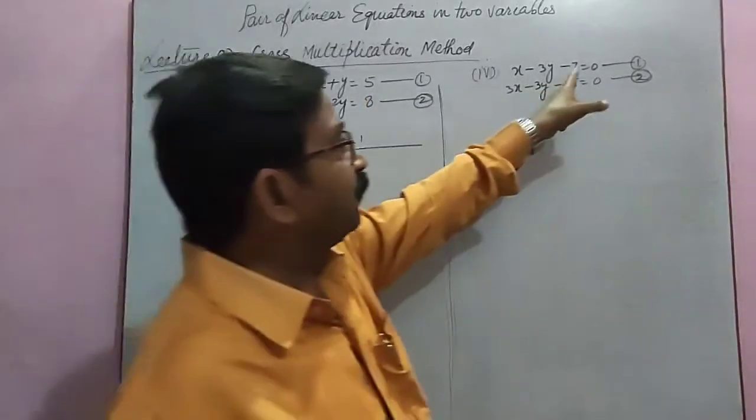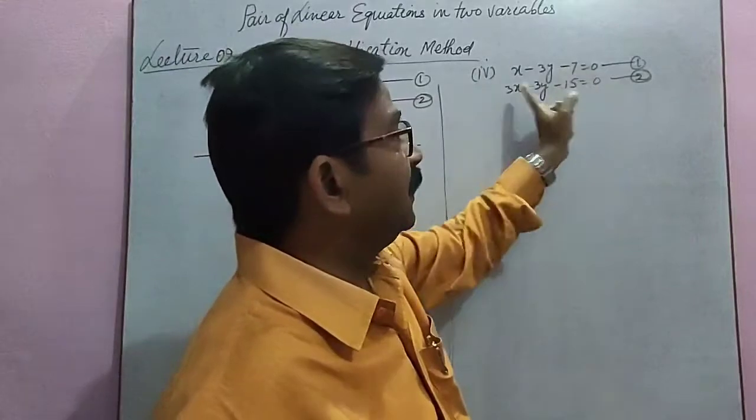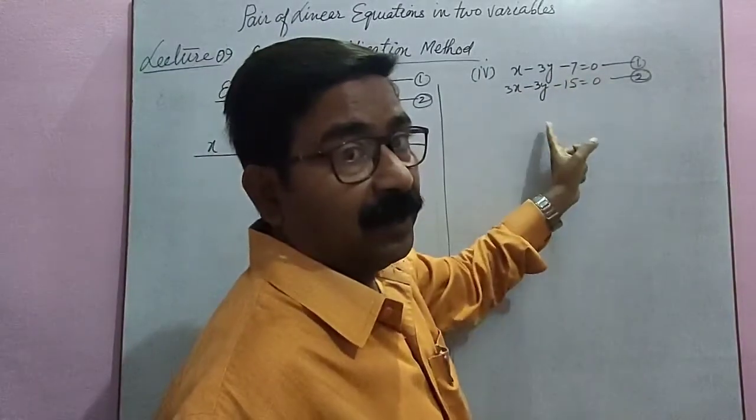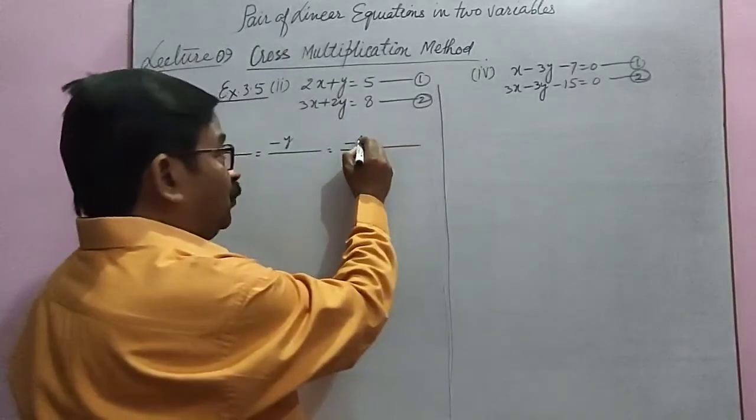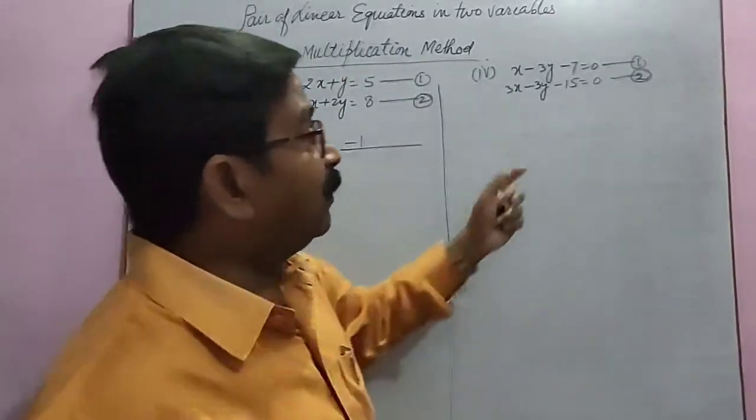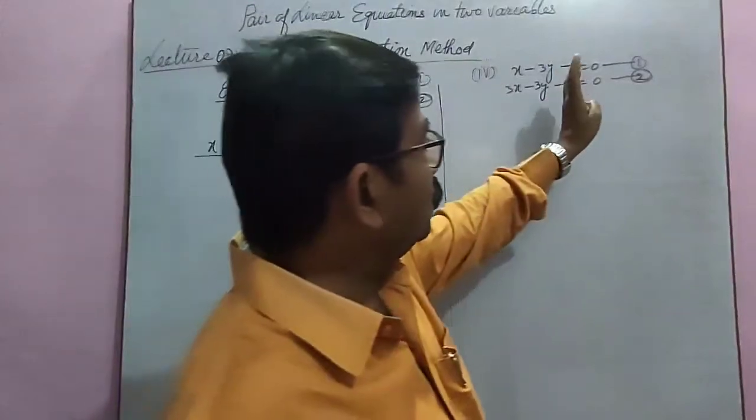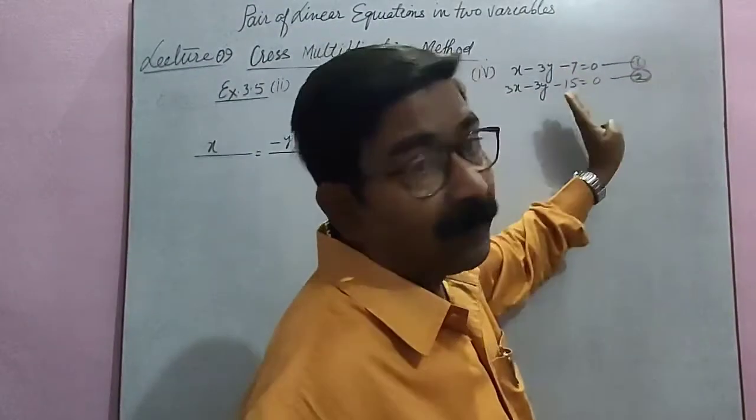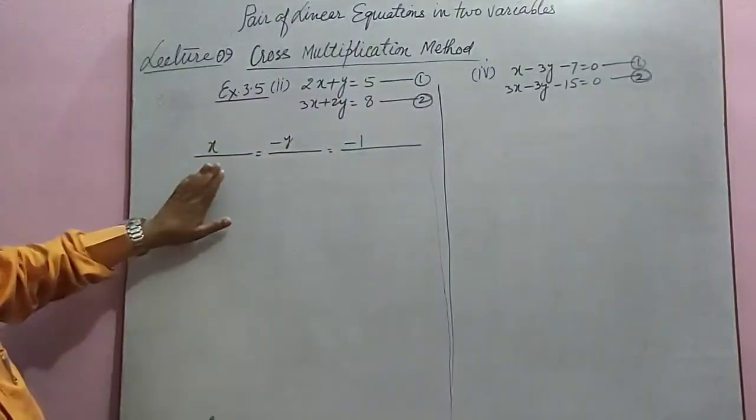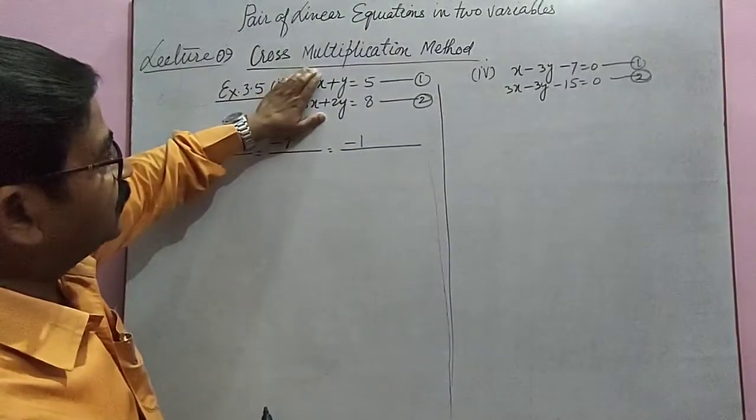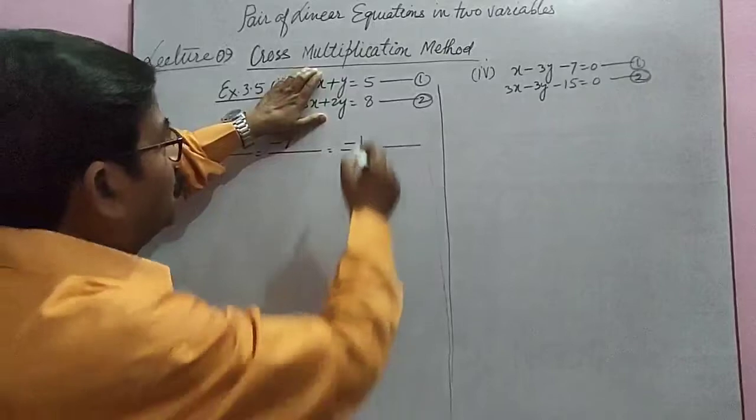In this question, the constant terms are on the left side. So in that case, you will not write minus 1. But if you are writing minus 1, you should send this minus 7 and minus 15 to the right. So I am solving this. For writing x, hide this x and cross multiply top to bottom.